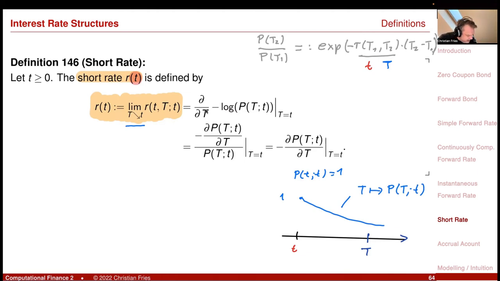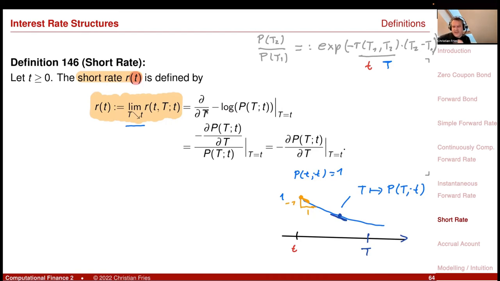Then the r is just minus the slope here. So if this here is one unit, this here is the minus R. This here is the slope. This is the short rate. And at any point here, the slope of the logarithm, minus the slope of the logarithm, is then associated with the forward rate. Okay, so this is another special thing.